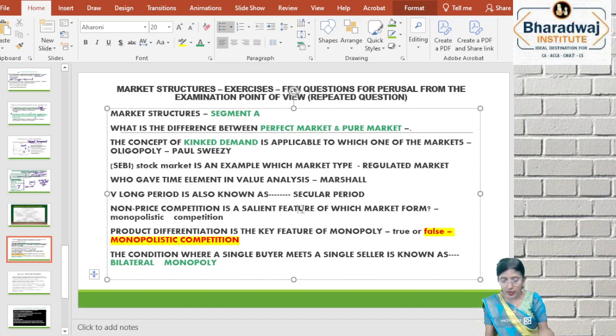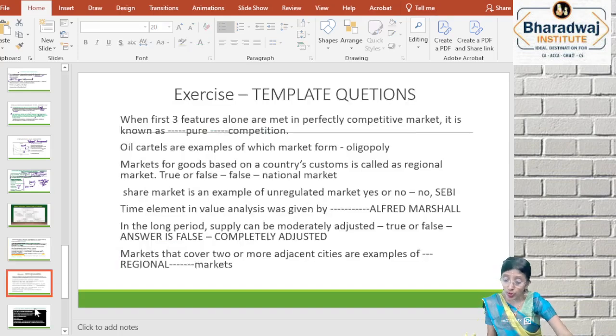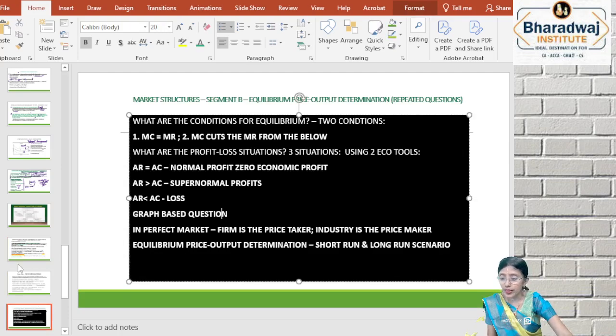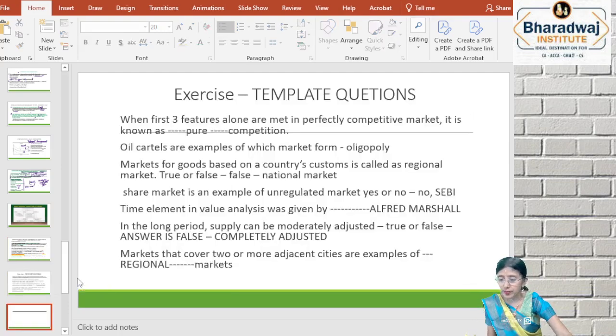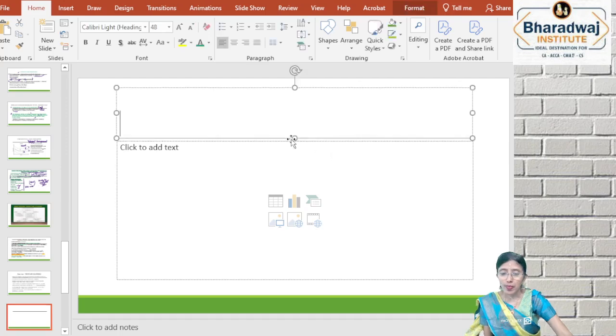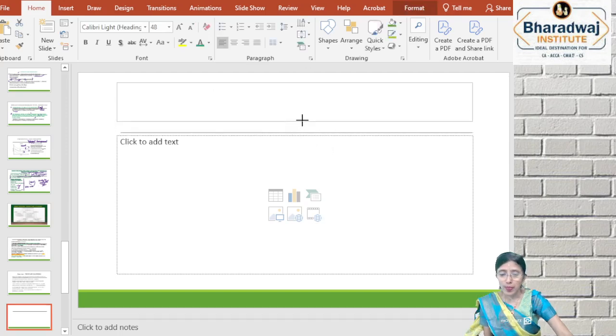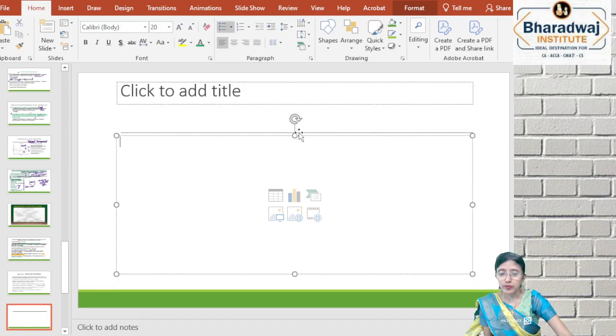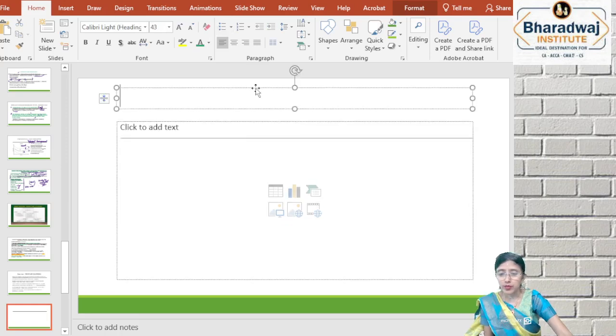Okay. One more set of questions I will write before going into the equation and condition segment. Then we can go to the graphical segment. Okay, more exercises or more questions.